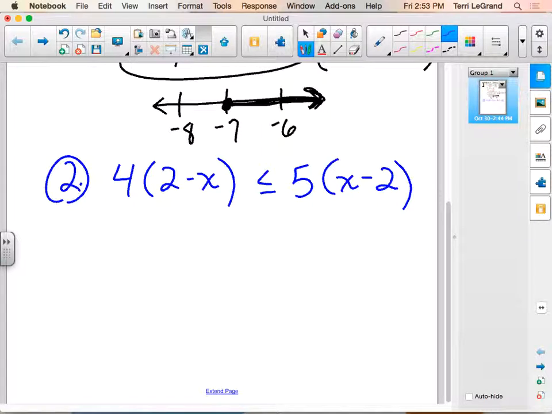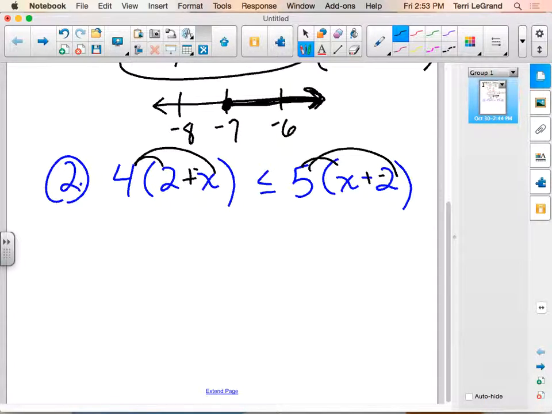What's a good first move for this? Distributive property. In other words, is distributive property solving? What do you think? Is distributive property solving? No, it's called simplifying. Okay, so it's called simplifying. So we really need to simplify this by doing distributive property first to get rid of those parentheses.